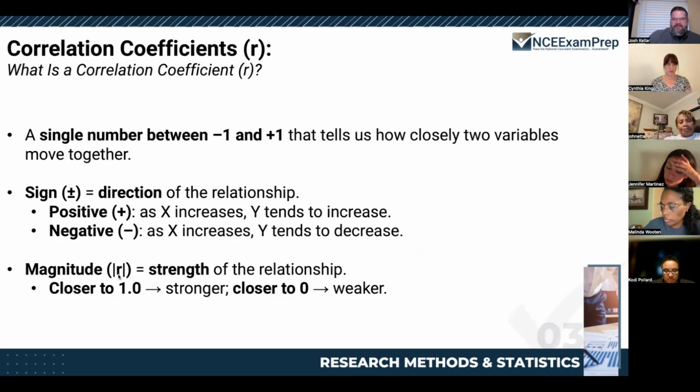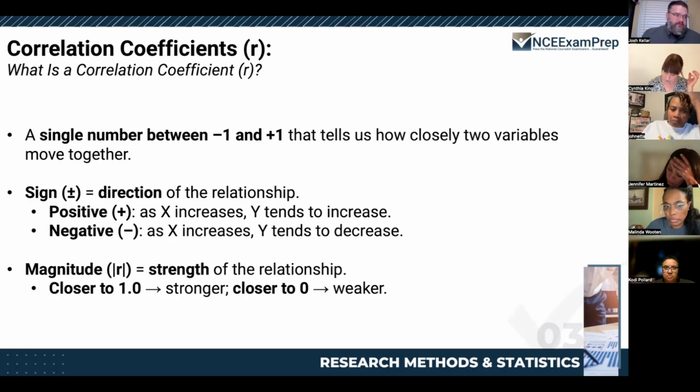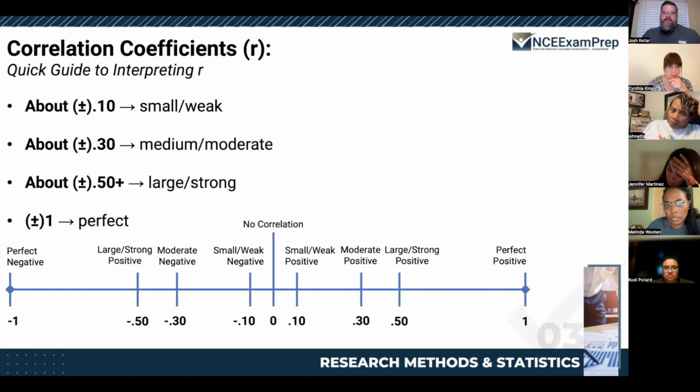And then the magnitude is determined by the strength of the number, the strength of the relationship. The closer the number is to 1, the stronger it is. The closer it is to 0, the weaker it is. And this is true if it's closer to -1, it's a stronger negative correlation. If it's closer to +1, it's a stronger positive correlation. Okay, here's a way of looking at this.